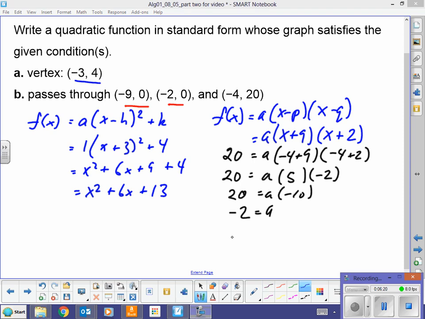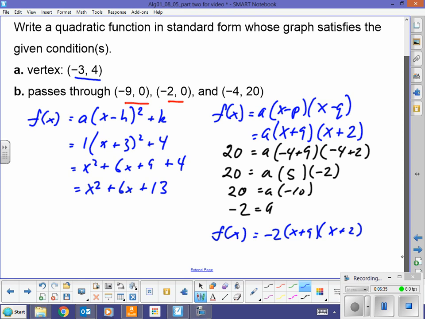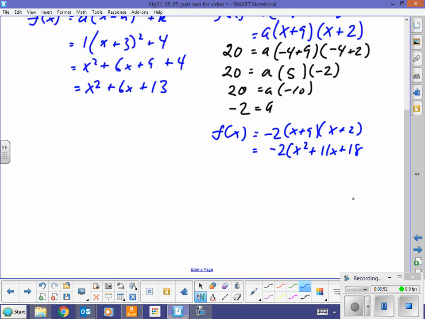So then I'm going to use this to write this function. So f of x is equal to negative 2 times, I'm going back up to here now, x plus 9 times x plus 2. Now that we know what a is, x plus 9 times x plus 2 would be x squared plus 11x plus 18, and then negative 2 times that is negative 2x squared minus 22x minus 36.